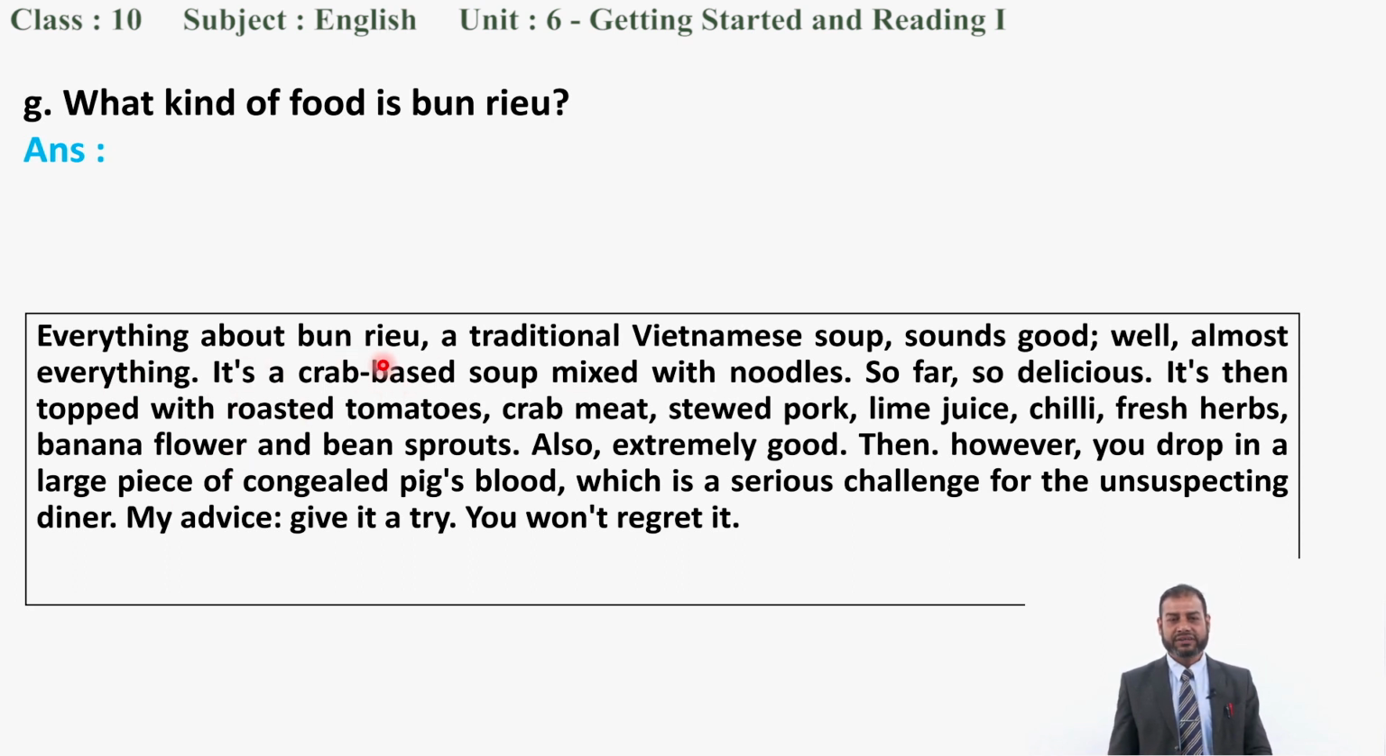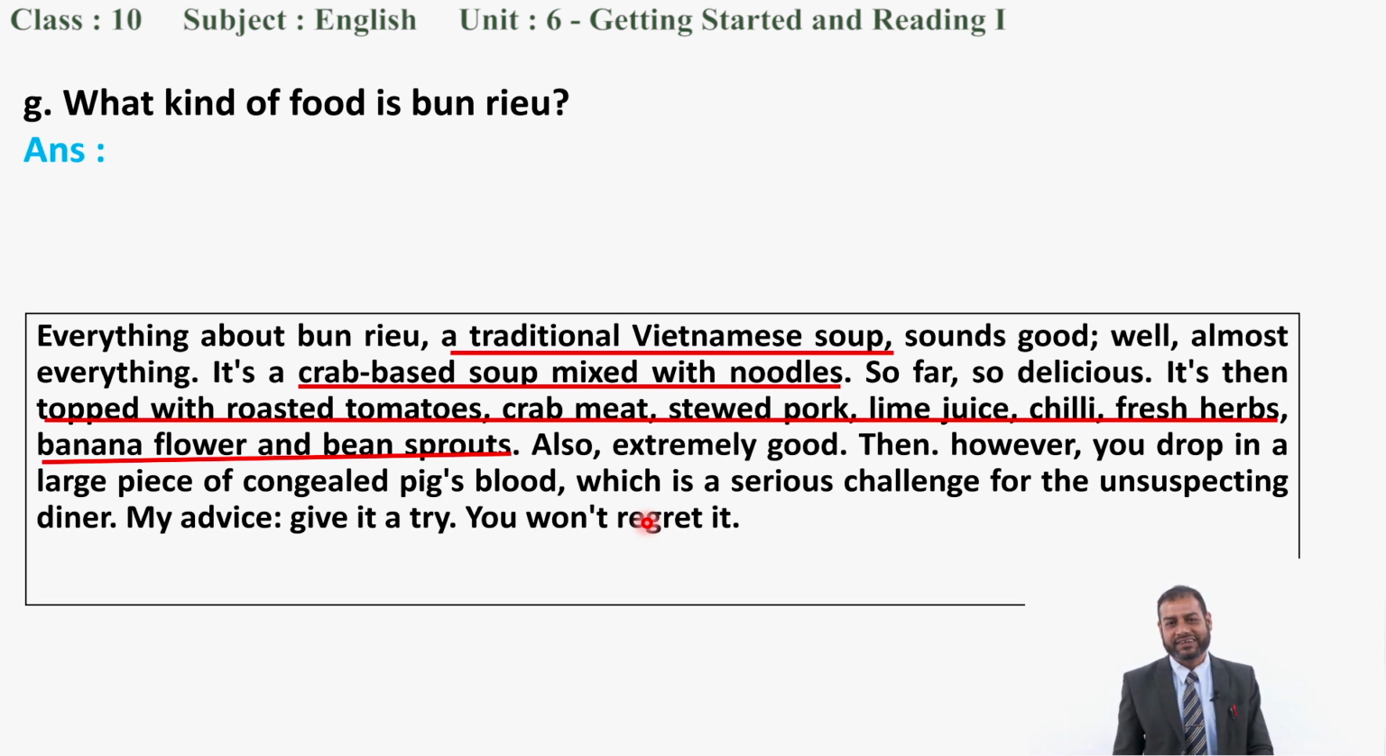Everything about bun rieu, or traditional Vietnamese soup, sounds good. Well, almost everything. It's a crab-based soup mixed with noodles. So far, so delicious. It's then topped with roasted tomatoes, crab meat, stewed pork, lime juice, chili, fresh herbs, banana flower and bean sprouts. Okay, so you can find its answer from these lines. Okay, so how do you write its answer then?